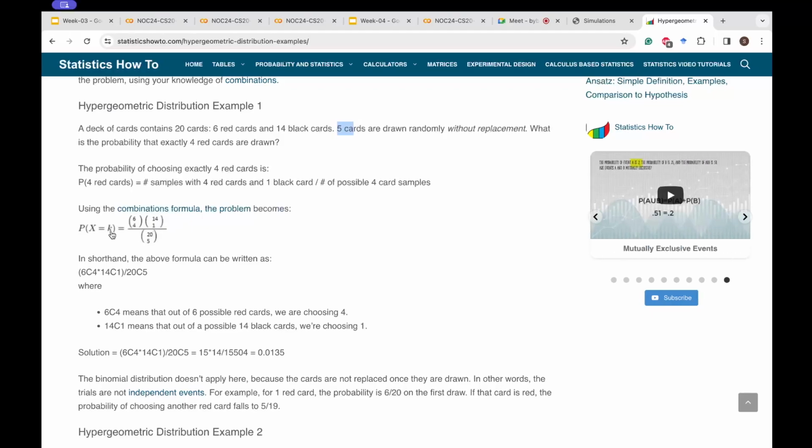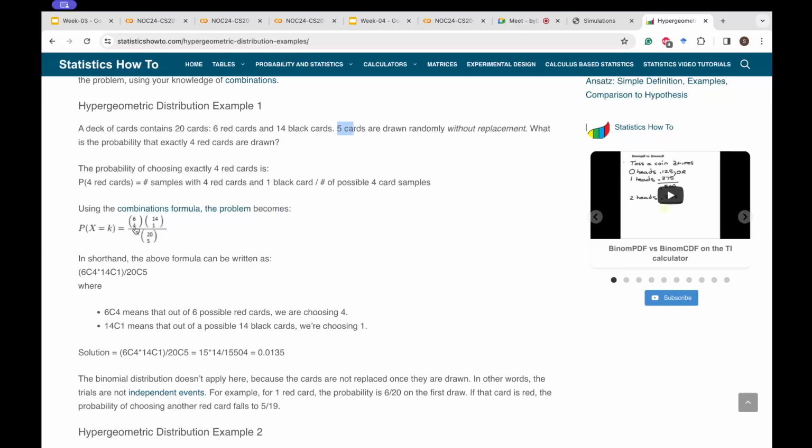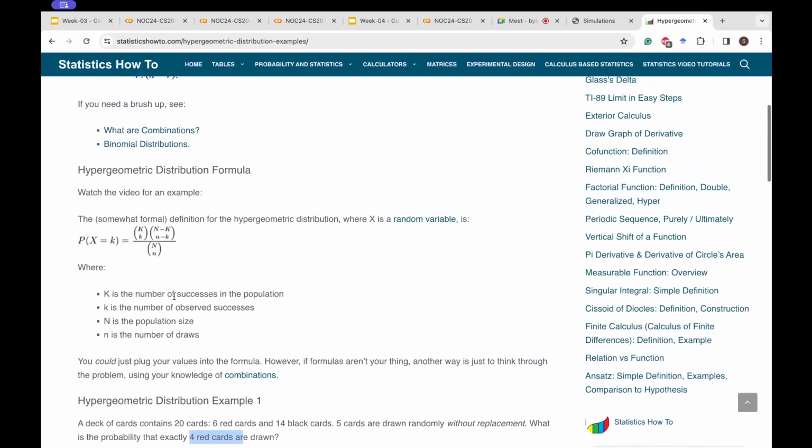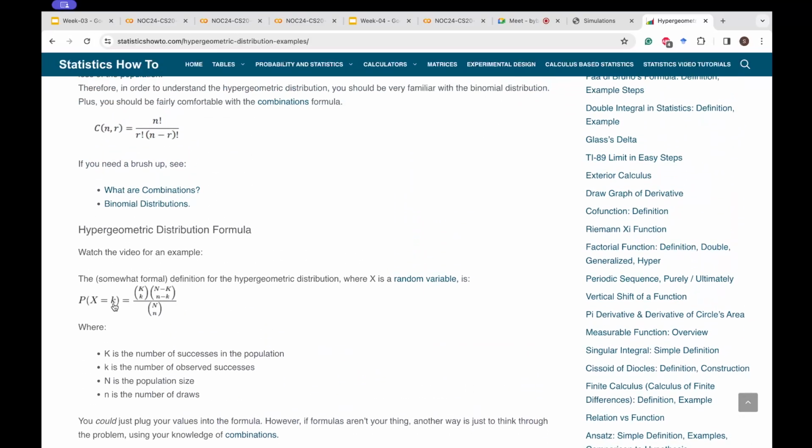So k over here is the success. Here success is defined as getting a red card. In general, if you see the formula, P(X = k) is KCk. Capital K is the number of red cards and small k is the number of red cards you are getting in the sample. N is the total number of cards, which is 20. So N minus K will be the number of black cards, which is 14.